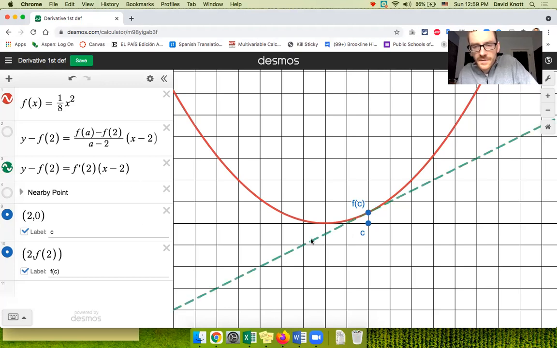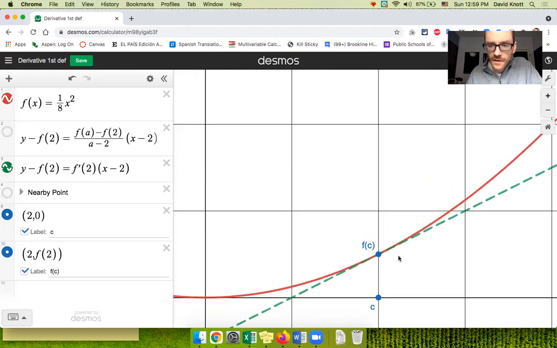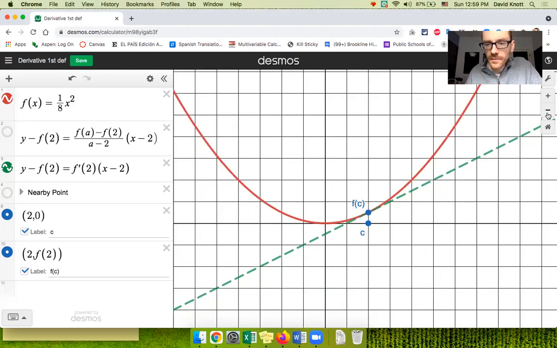This line right here, this dashed green line, is the tangent line to the graph at c. A tangent line, you might remember from geometry, just nicks the graph, it just goes through one point. It just hits that one point. As you can see, it only crosses the graph at that one point. And my objective is to find the slope of this line.